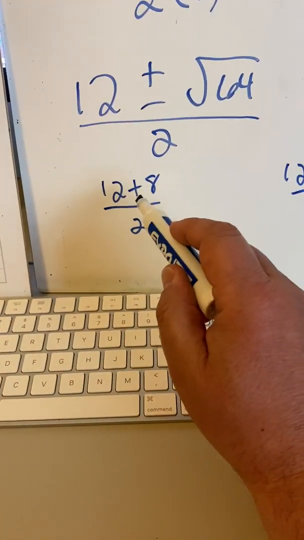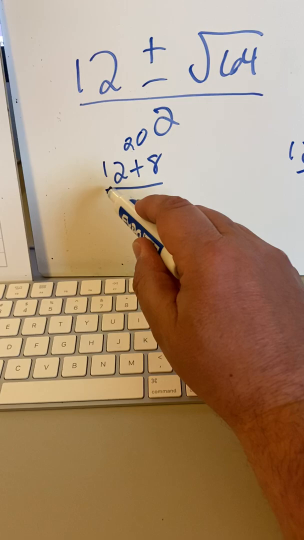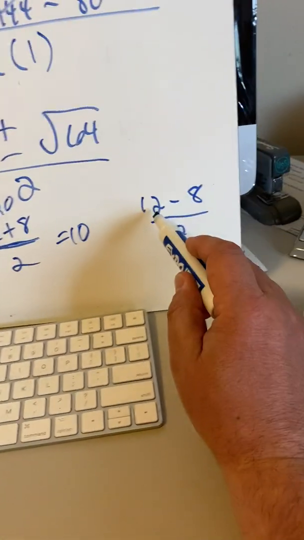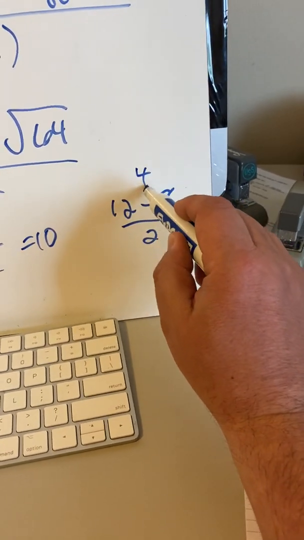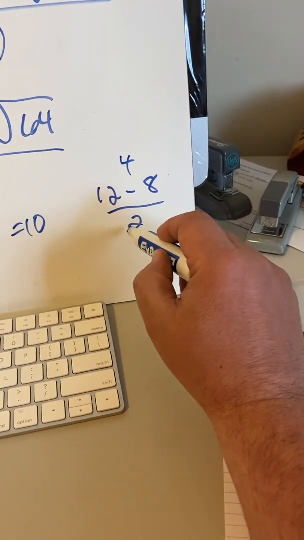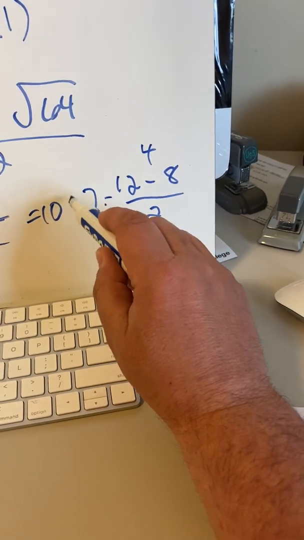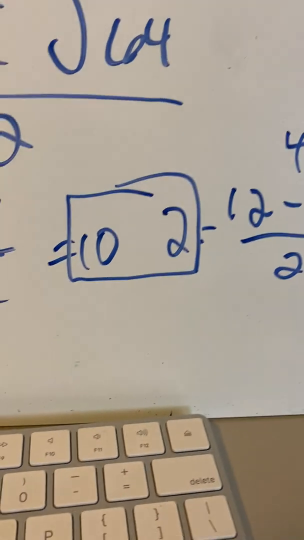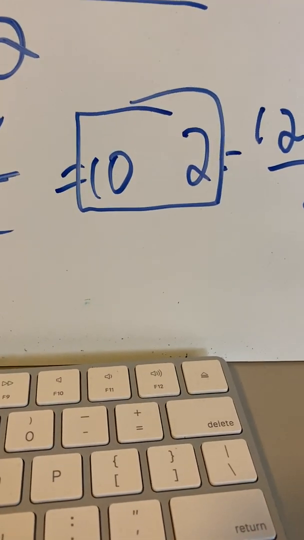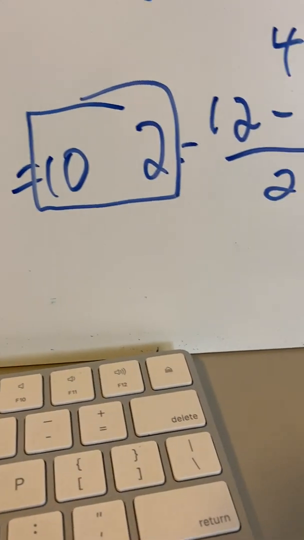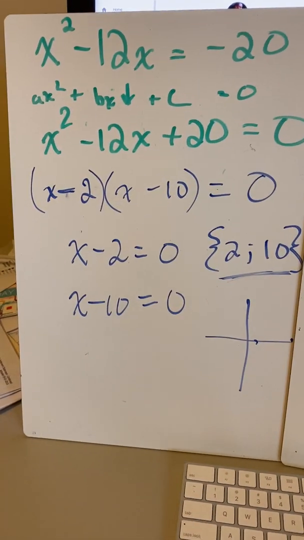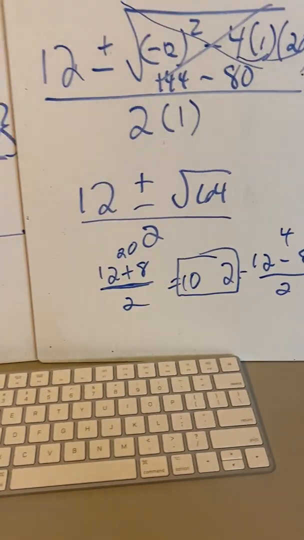What's 12 plus 8? That's 20. What's 20 divided by 2? 10. What's 12 minus 8? 4. What's 4 divided by 2? It's 2. Oh, look at that. We found our solutions to this are 10 and 2, which just so happen to match up perfectly with what we did with taking the factor of the trinomial. It came out to be 10 and 2, both of them.